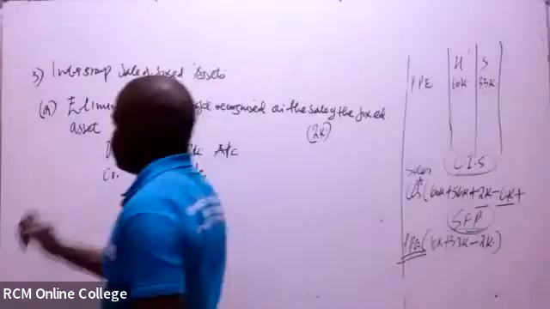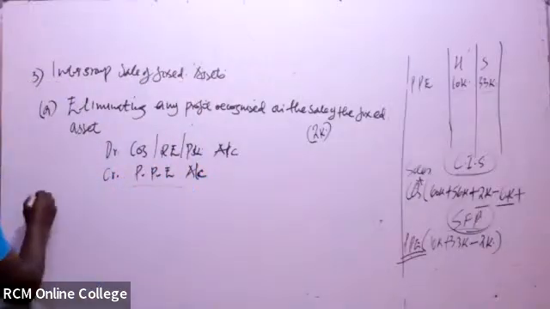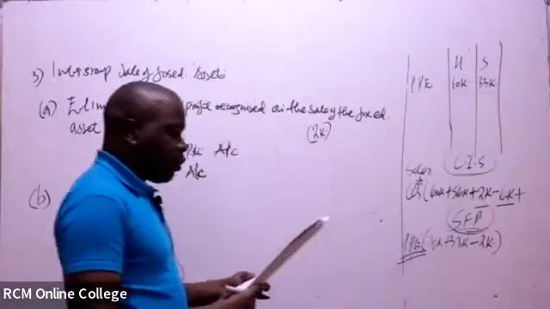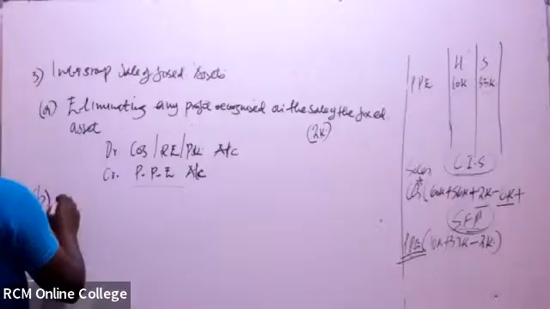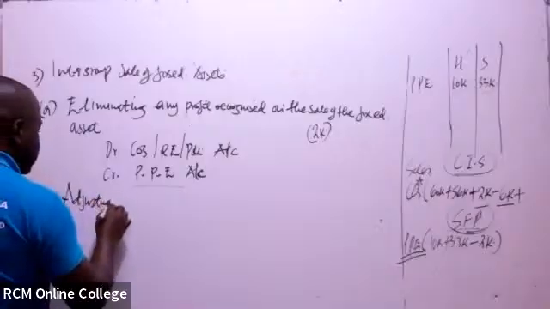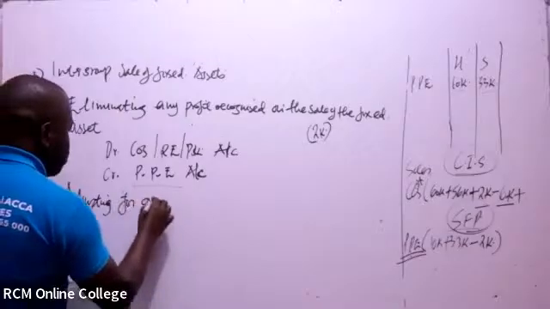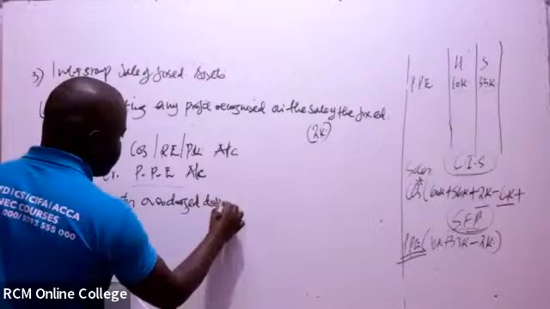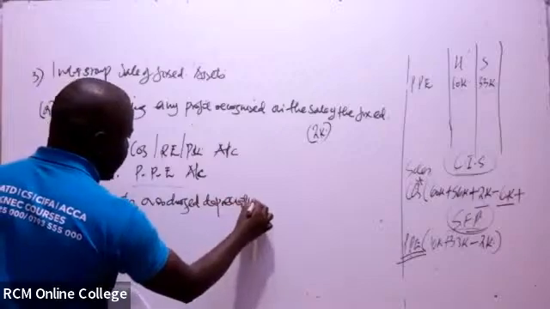So number B, you can write number B. Number B here, there can be another adjustment. So you can write adjusting for overcharged depreciation. Adjusting for overcharged depreciation.